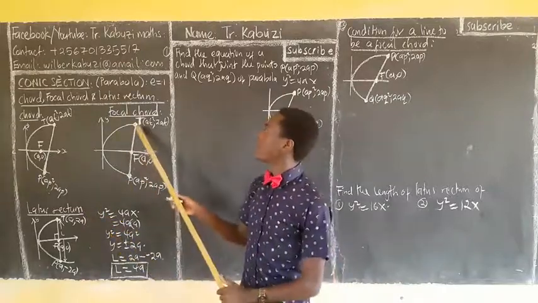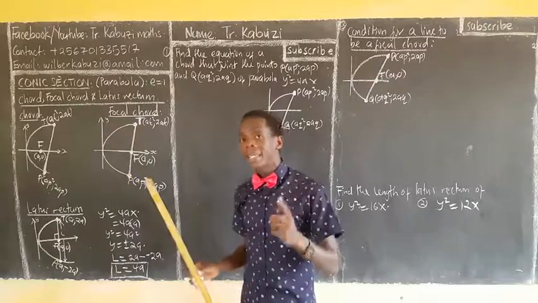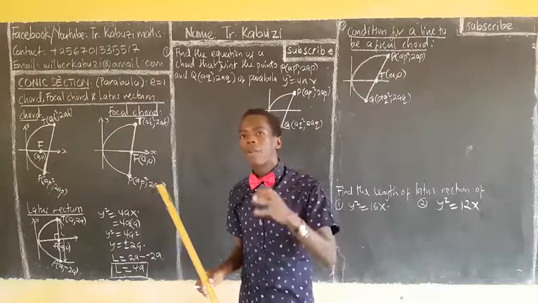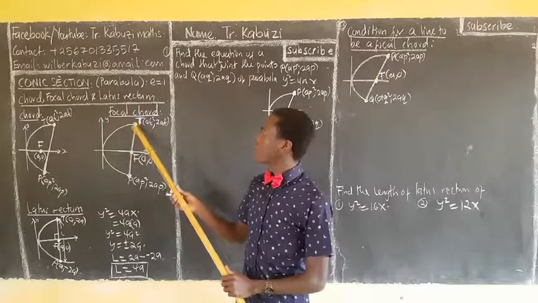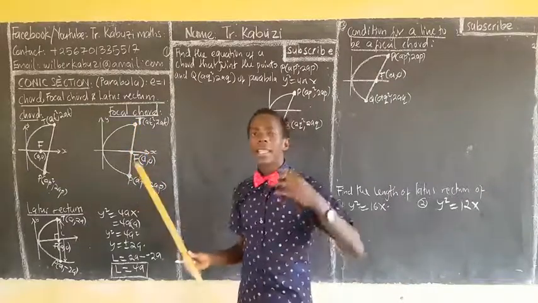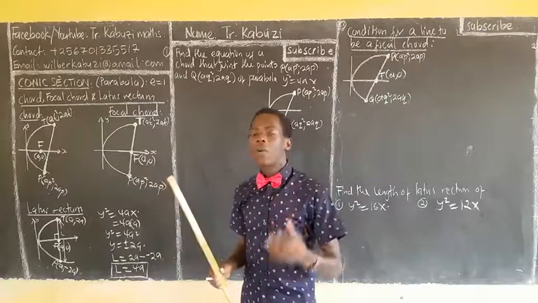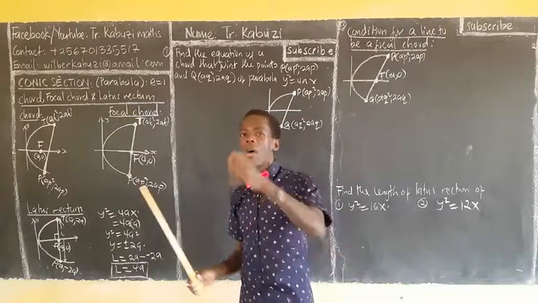It's also a line that joins two ends of a parabola, but it passes through a focus. So the focus of this parabola is here. If this chord is passing through the focus, that's why we call it a focal chord. The focus, hence the name focal chord.